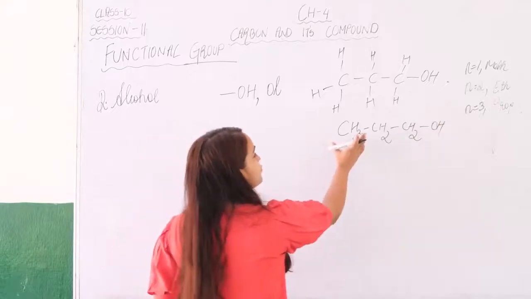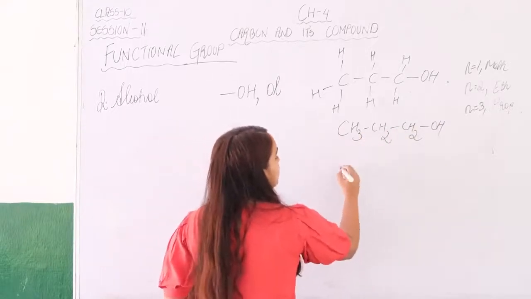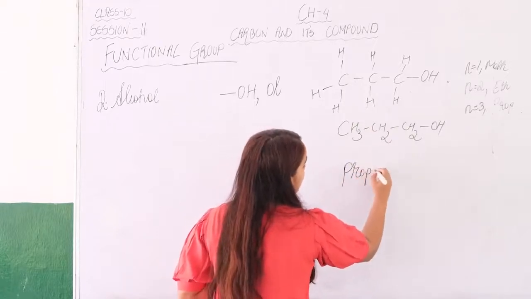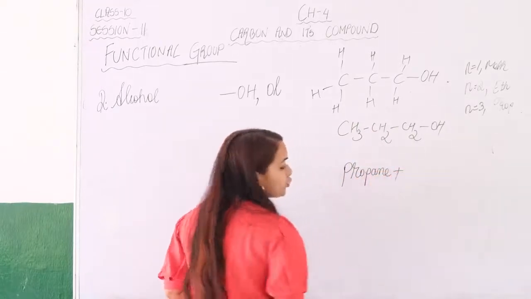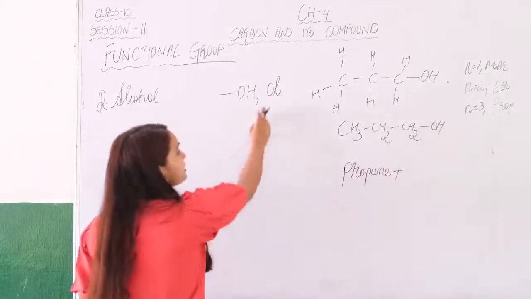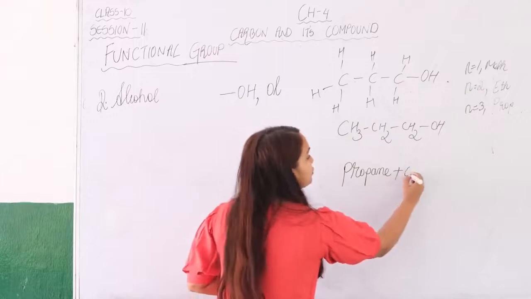Now we know that 3 carbons means what will be the name? 3 carbons for alkane will be propane. What is the functional group present here? Alcohol. Alcohol has the suffix ol. We have to put ol.